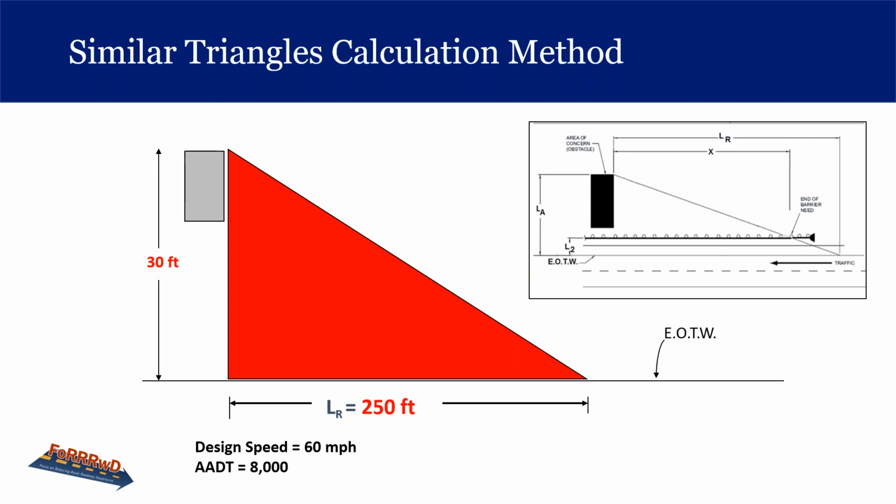So there's a run out length for a design speed of 60 miles per hour and average annual daily traffic of 8,000. And you come up with a run out length of 250 feet for an object that's 30 feet off the roadway.